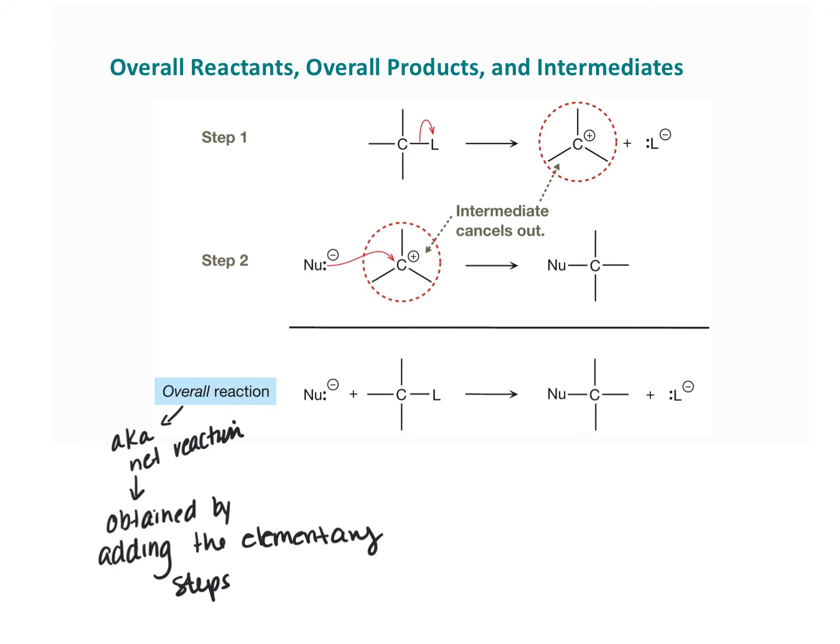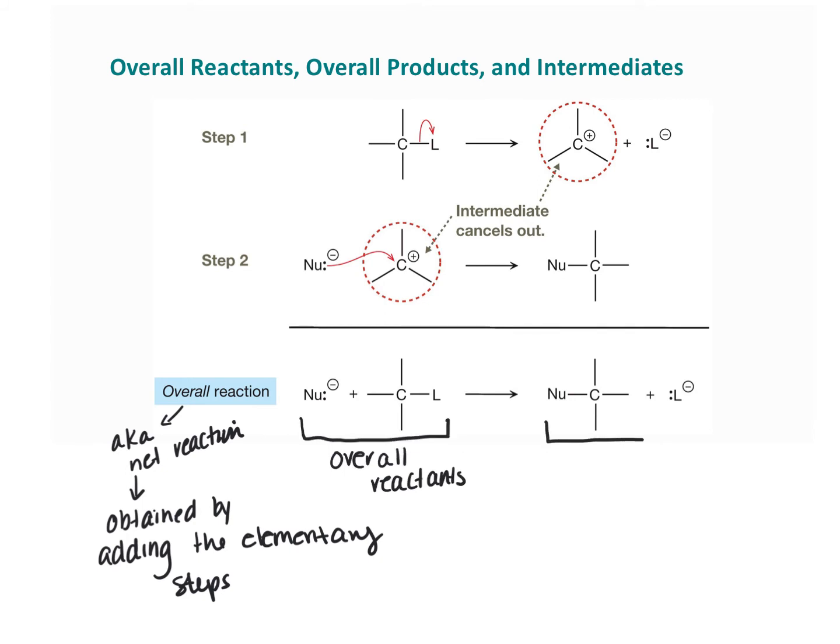By comparing the mechanism to the overall reaction, we can distinguish the overall reactants, the overall products, and the intermediates. A species is an overall reactant or overall product if it appears in the overall net reaction. So these appear in the overall net reaction, so they would be overall reactants.